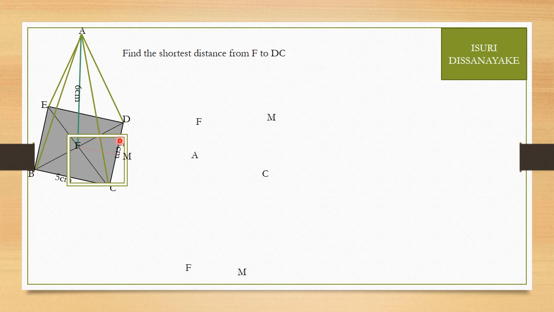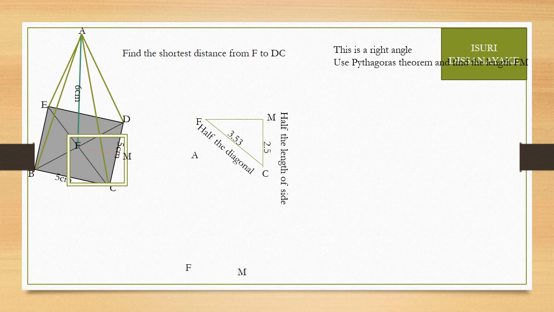So FMC, which I have highlighted, is a right angle triangle. I will draw it separately: F to M, M to C, and F to C. You know that FC is half the diagonal, and MC is half the length DC. Half the diagonal is 3.53 and half of 5 is 2.5. We can use Pythagoras Theorem on the right angle triangle FMC to find the length FM. 3.53 squared equals 2.5 squared plus FM squared, which gives FM equal to 2.5.